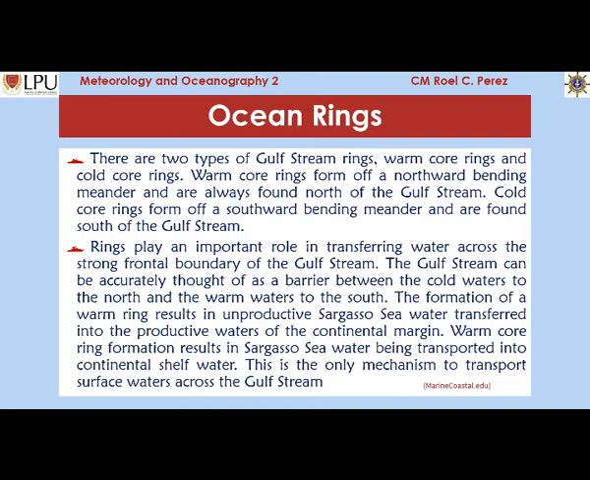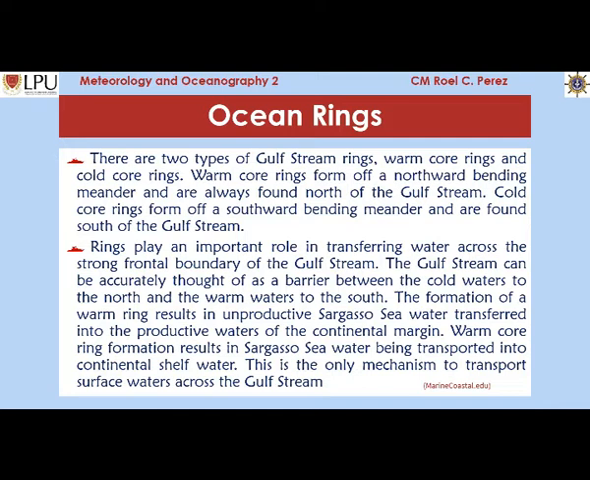Rings play an important role in transferring water across the strong frontal boundary of the Gulf Stream. The Gulf Stream can be accurately thought of as a barrier between the cold waters of the north and warm waters to the south. The formation of a warm ring results in unproductive Sargasso Sea water transferred into the productive waters of the continental margin. So later on, I will show you a map of the Sargasso Sea.